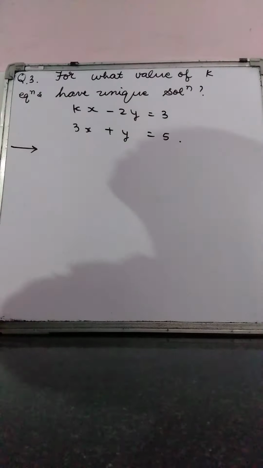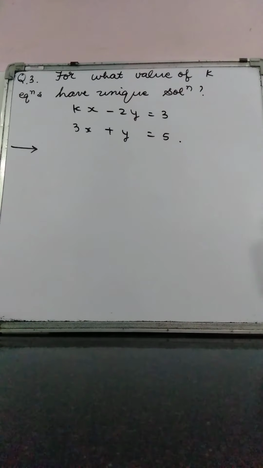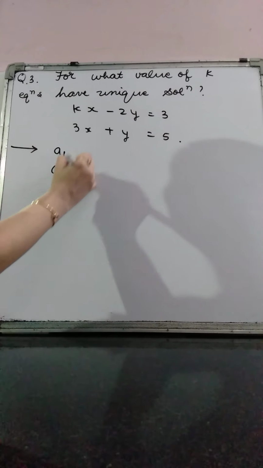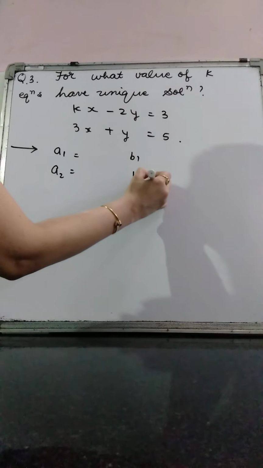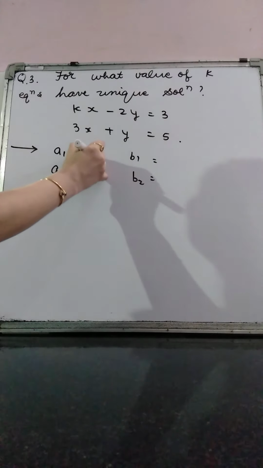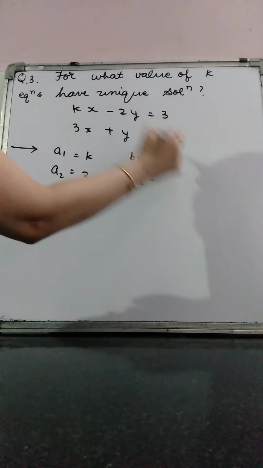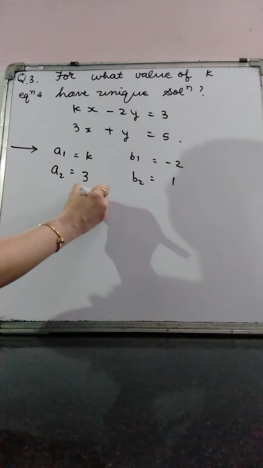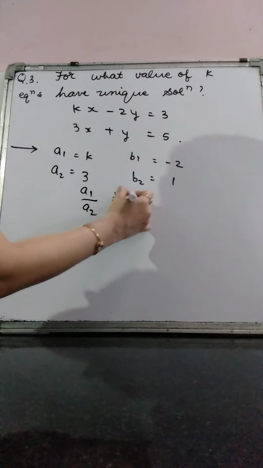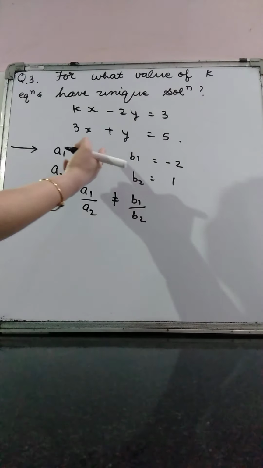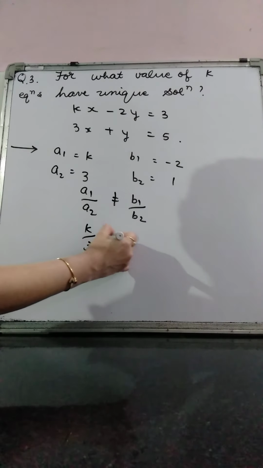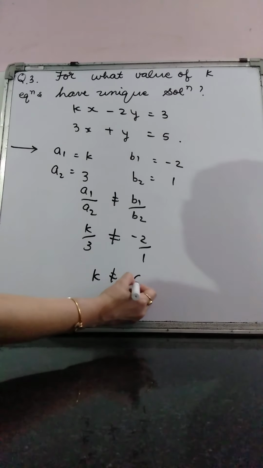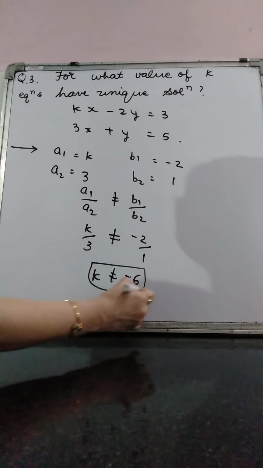Next question is for what value of k the equations have unique solution. First of all, write the values of a1 and a2 and b1 and b2. The value of a1 is k and a2 is 3, b1 is minus 2 and b2 is 1. Apply the condition for unique solution a1 by a2 not equal to b1 by b2. Substitute values k by 3 not equal to minus 2 by 1. Now cross multiply, so the value of k is not equal to minus 6.